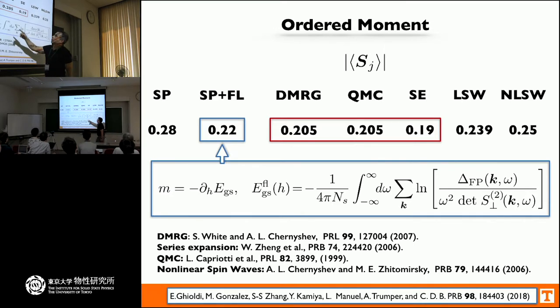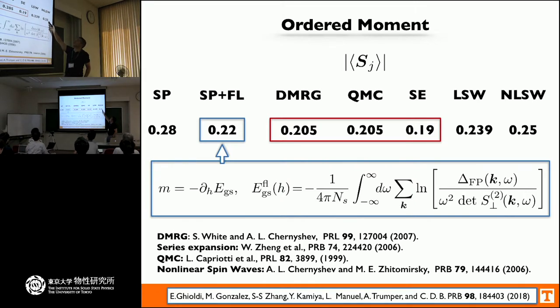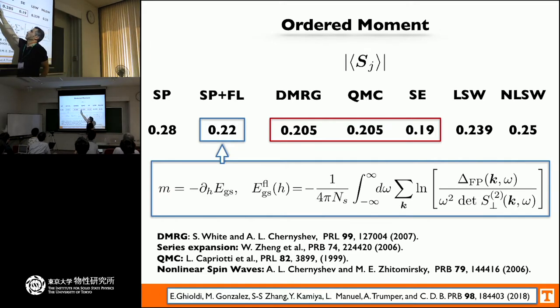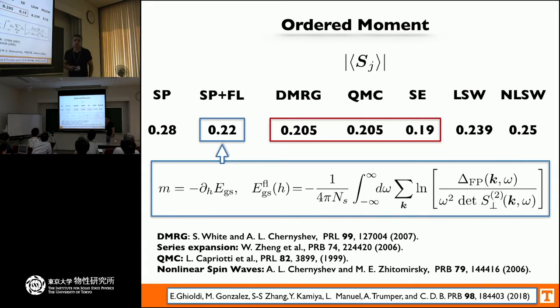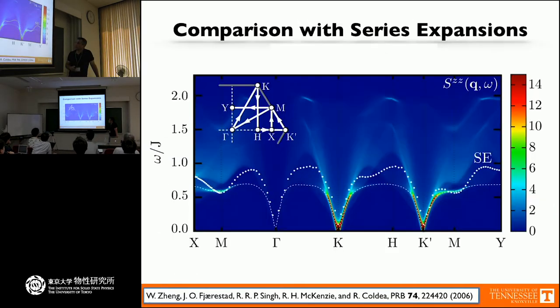The other aspect is you can compare the ordered moment, right? The full moment is 0.5. If you compare the ordered moment with nonlinear spin wave theory, you get 0.25. Numerical results, variational QMC, DMRG, and series expansions give these values. When you add this 1 over N correction, you need to use the Faddeev-Popov procedure to remove the zero modes of the theory, I'm not going to describe this procedure, and you get 0.22. So somehow you get a number that seems to be closer to the numerical values.